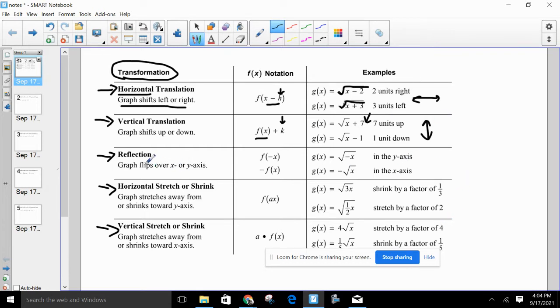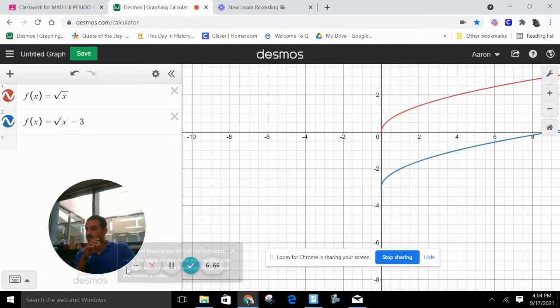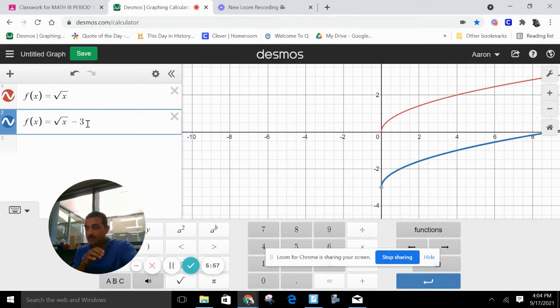Okay? How about reflections? Now, if you put a negative something right in front of the x, it's going to be flipped over. Look at the graph flips over the x or y axis. If it's right next to the x, the negative, it's going to flip over the y axis. Let me show you. So let me come over here. Let me erase the 3.